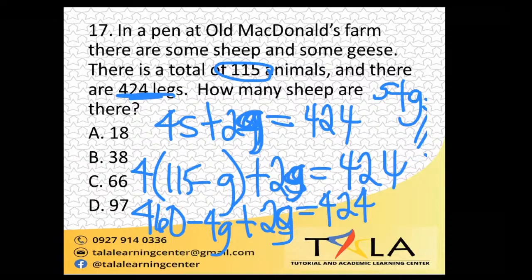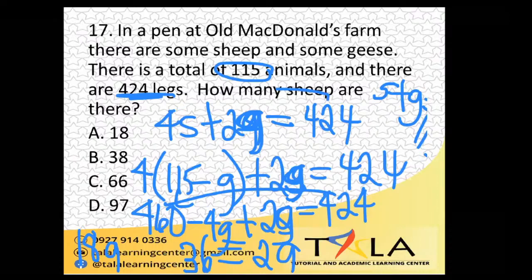Lipat mo na lang sa kabila para positive 2G na siya. 2G. So, lipat mo doon. 460 minus 424 is 36. So, 36 divided by 2 is 18. So, may 18 na geese. Eh, hindi naman geese ang hinahanap mo. Ano hinahanap? Sheep. So, 115 minus 18, that's 97. Okay?